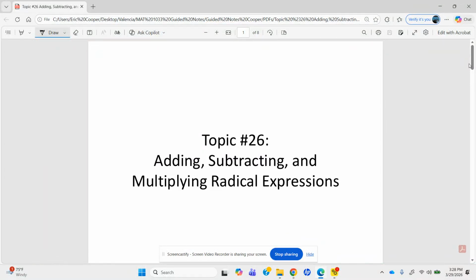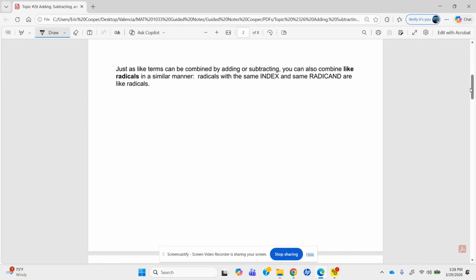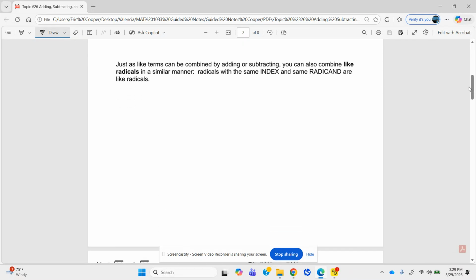Hi everybody, welcome to topic number 26, adding, subtracting, and multiplying radical expressions. Just as like terms can be combined by adding or subtracting, you can also combine like radicals in the same manner. Radicals with the same index and the same radicand are like terms.